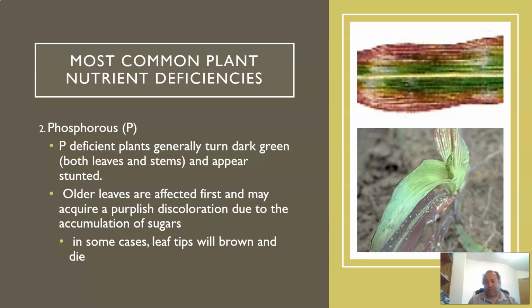So if you look at the picture on the right there, for me, I say, oh, it's brown looking, but I could totally see how it comes out with a kind of purplish hue to it. And that's due to accumulation of sugars, and then in some cases the leaf tips will brown and die. Or with the picture in the top right, basically the margin of a leaf will die first, and then it kind of works its way in.